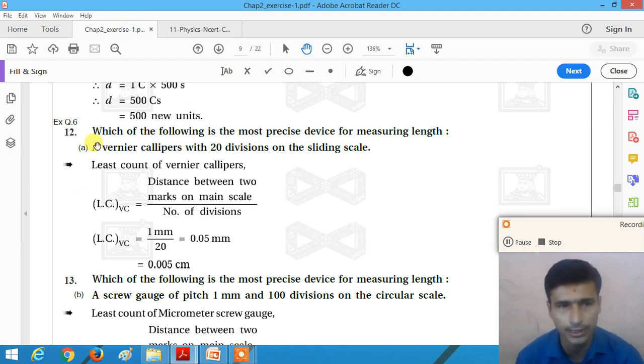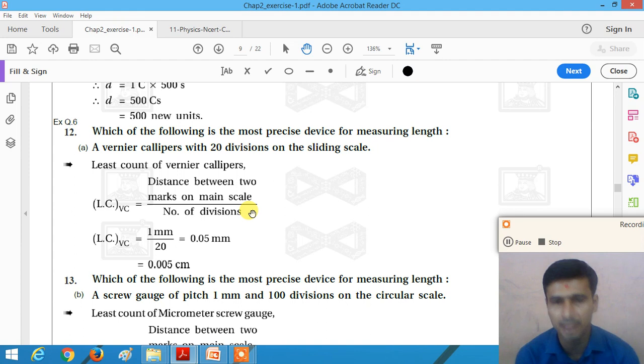So first one is a vernier calipers with 20 divisions on the sliding scale, right? So the least count of the vernier calipers is the main scale distance between the two marks on the main scale reading divided by the number of divisions, right? So least count of the vernier calipers is a distance between two marks on the main scale.